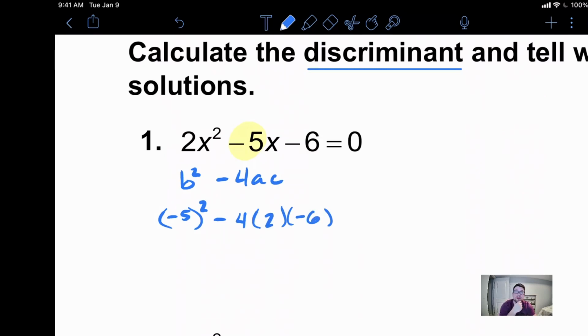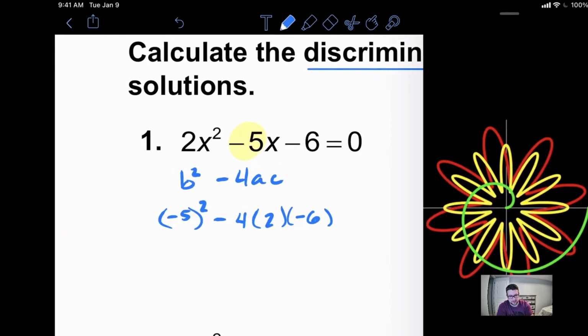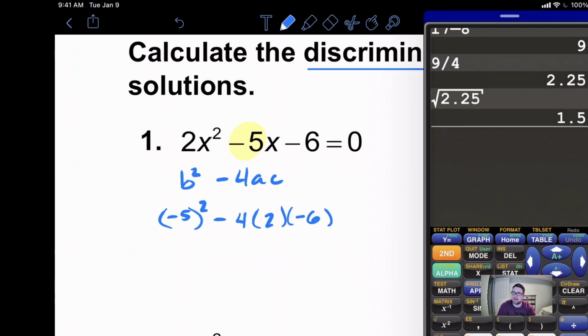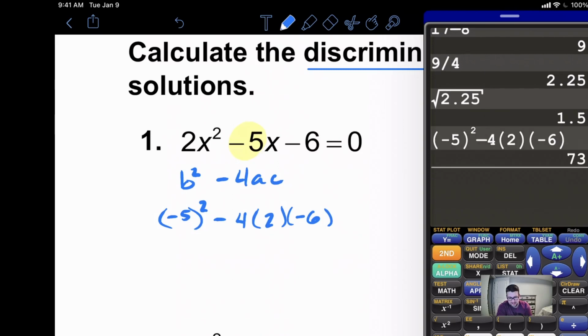Now once we've gotten to this point, we just need to go through and evaluate. Officially you could either do this by hand or, as I like to do it, I like to just have kids use a calculator on this because it is really easy to make mistakes here. Now you want to type this in exactly like you see on your calculator. So negative 5 to the second power minus 4 parenthesis 2, parenthesis negative 6. And if you type it in just like that and hit enter, you should get an answer of 73.